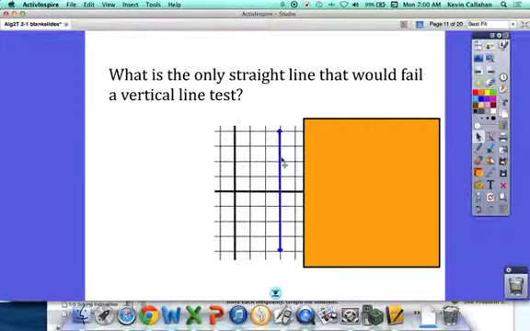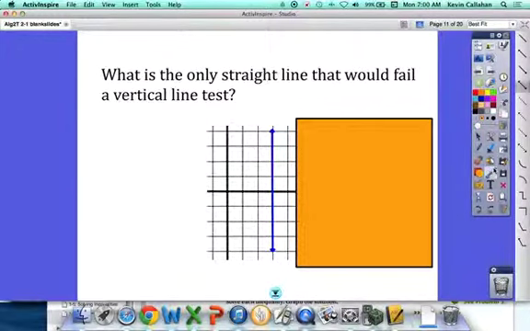A horizontal line is actually a function. That's not a problem. If I draw a horizontal line, that's like me painting a room for a fixed amount of money, right? It doesn't matter if I put in x equals -1 or if I put in x equals 2, I get the same y value, but at least I only get one y value.